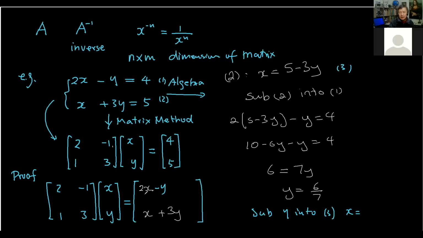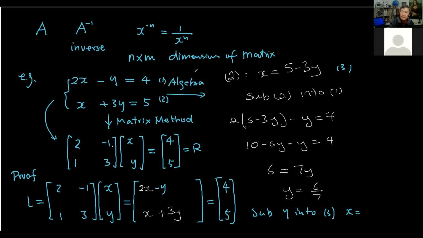If you compare with this, this is the right hand side and this is the left hand side. How about this one? This is the right hand side. Are the two sides equal? They must be equal because there is an equal sign here. So that is the proof.